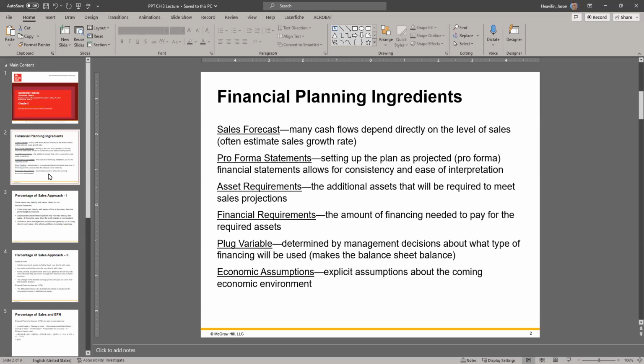Then we have the plug variable, determined by management decisions about what type of financing will be used. That's related to what I just mentioned. Should you get it through debt, through internal funds, through more equity? Capital structure is key to this piece. And some economic assumptions: explicit assumptions about the coming economic environment, which is also used primarily to extract the sales forecast.